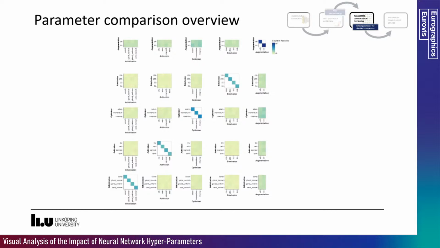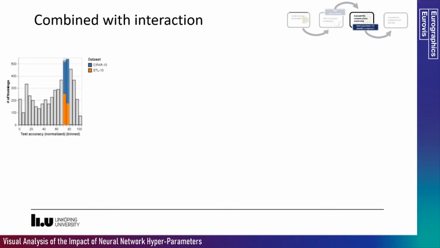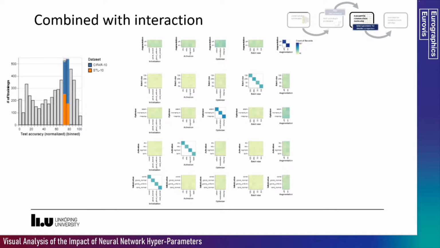So if we combine this with interaction, the user first selects the dataset and test accuracy of interest. Here we have selected the main mode of the CIFAR-10 and the STL-10 datasets. In other words, the most common occurrence of model accuracy when randomly selecting a parameter combination. The heat map matrix is updated accordingly to represent the selection and now provides an overview of which parameter combinations end up in the main mode for these two datasets.